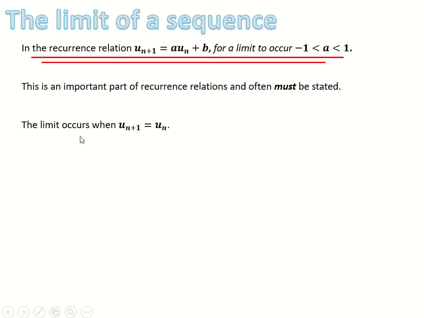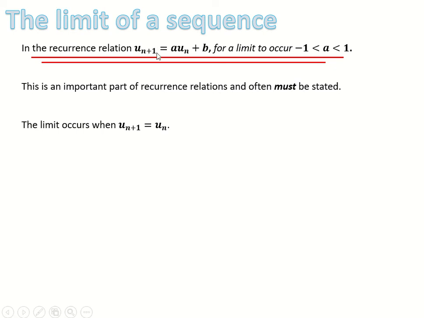Right. This next bit is going to show you how to find the formula. This is one I always struggled with. I always forgot this formula when I was growing up, and I used to use this to work it out. What's happening here is that the limit will occur when one value is the same as its previous value, in other words where un plus 1 is equal to un. Given that, we can rearrange this to find out what that un is. That's going to be our limit.